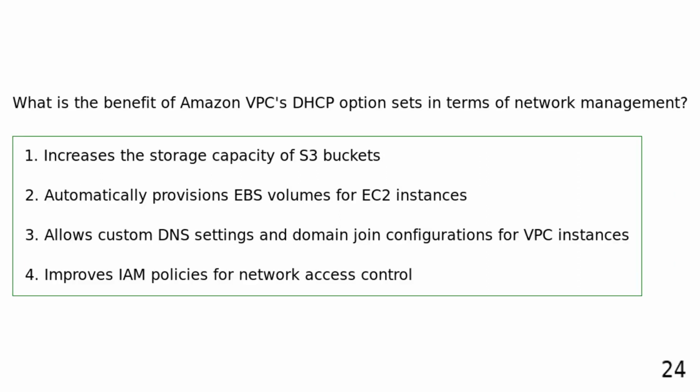What is the benefit of Amazon VPC's DHCP option sets in terms of network management? Increases the storage capacity of S3 buckets. Automatically provisions EBS volumes for EC2 instances. Allows custom DNS settings and domain join configurations for VPC instances. Improves IAM policies for network access control.